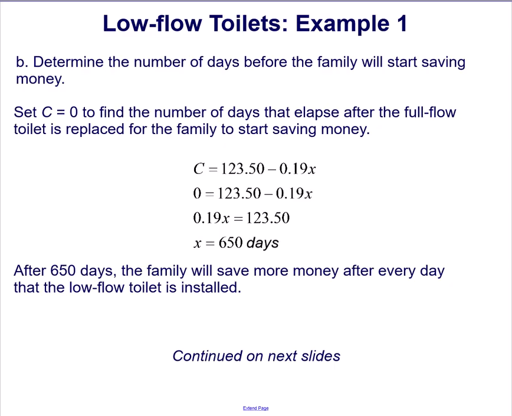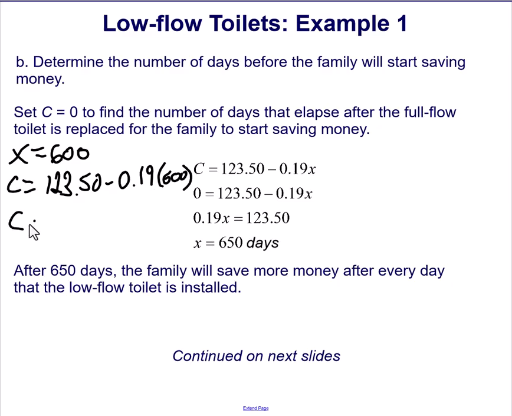So I'm going to pick any number before 650 days. I'm going to pick x equal to 600. So at 600 days, how much do they spend? Well, when x is equal to 600, I replace x with 600. So I take $123.50 minus 19 cents per day, 19 cents times 600, and that is equal to $9.50. So they would have spent $9.50.